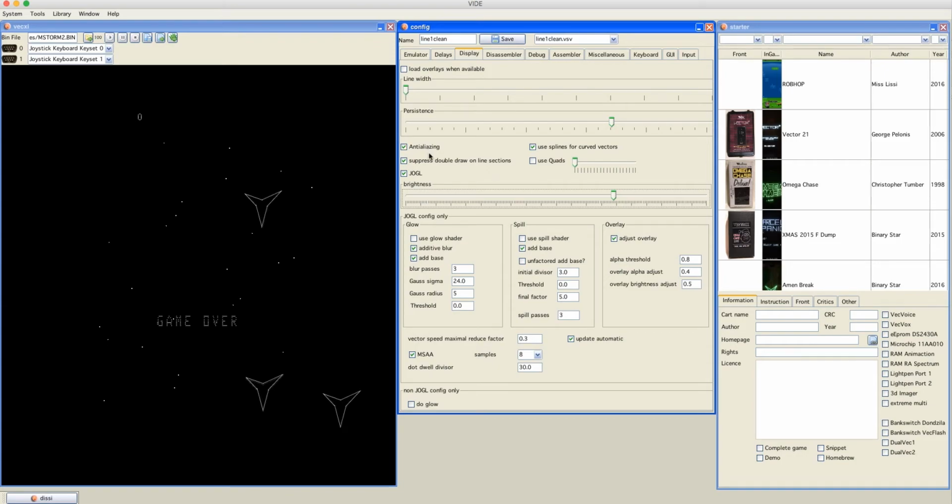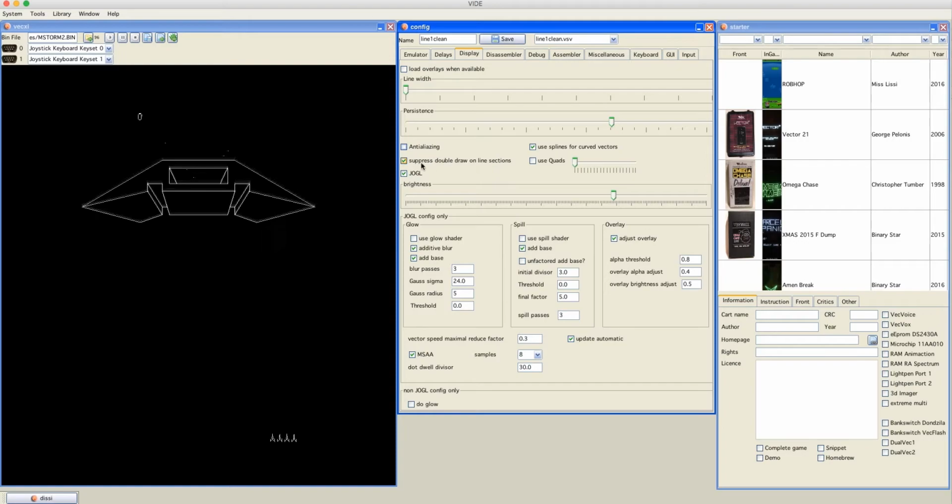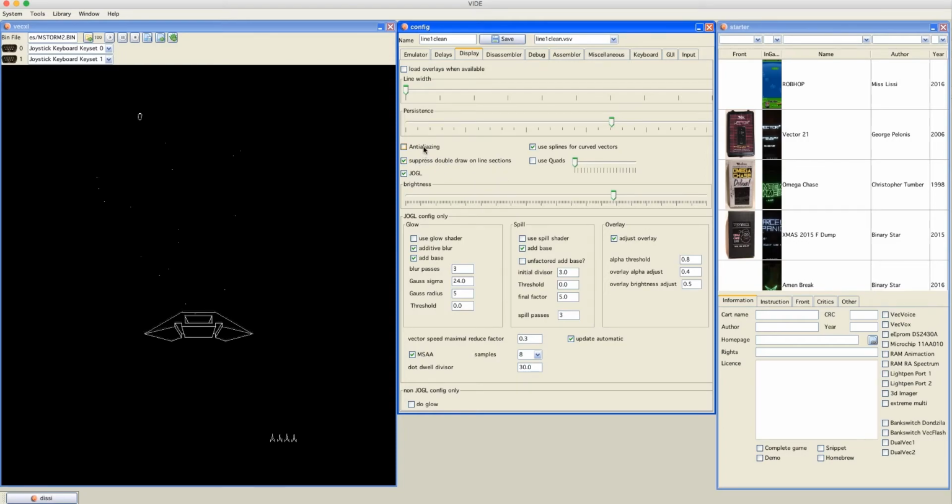Anti-aliasing, however you pronounce that in English. You can switch that on and off. You can see the effects immediately. Suppress double draw on lines is doing nothing anymore. I will throw it away.